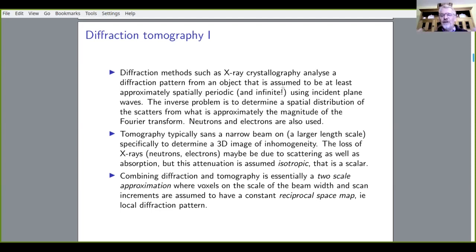If you combine the two, essentially it's a kind of two-scale problem that you have, on one side, tomography and a raster scanning and a rotation. On the other hand, for each of those, you have a diffraction pattern, and you assume that within the width of the beam, it behaves like a homogeneous thing with a particular diffraction pattern from each direction, but on a macroscopic scale that changes. So it's a two-scale approximation.